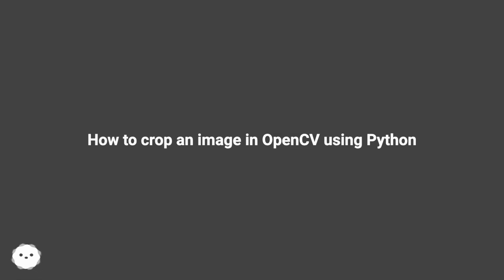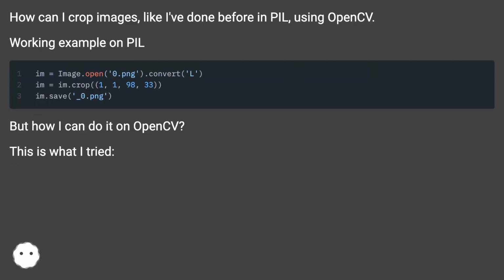How to crop an image in OpenCV using Python. How can I crop images like I've done before in PIL using OpenCV? Working example on PIL. But how can I do it on OpenCV?